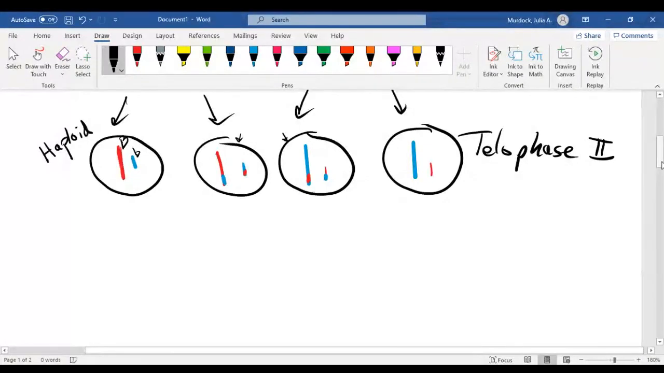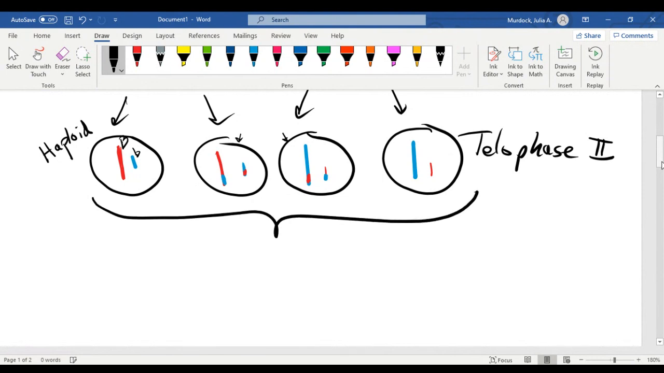Okay, so now finally, in a male, in the testes, what are all of these cells going to become? In a male human, the fate of all four, right? Yes. Fate of all four is to become sperm cells. Right? Okay. In a female, it's a bit different.